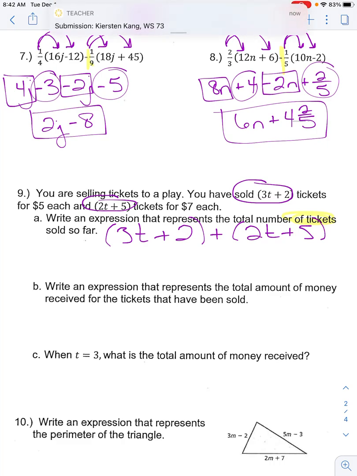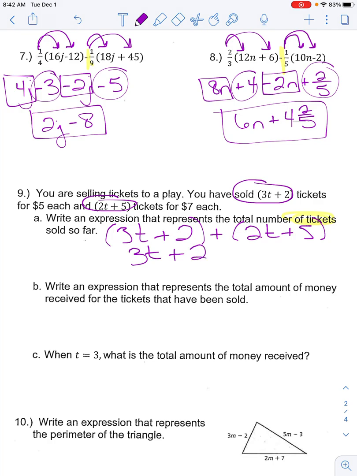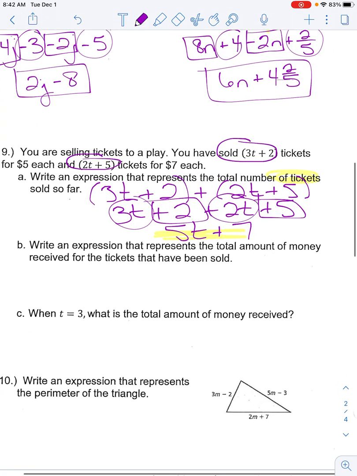Anytime we're writing an expression, we still want to simplify it as much as we can. So we'll take it out of parentheses and combine like terms. 3T plus 2T is 5T, and then 2 plus 5 is 7. So that's how many tickets we sold, 5T plus 7.